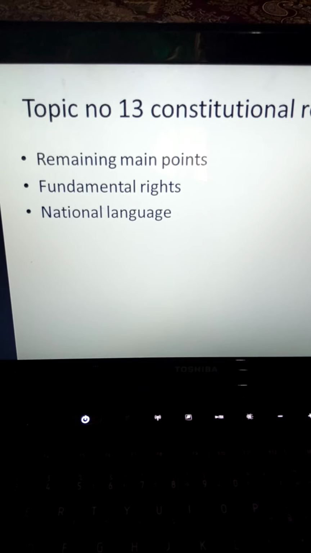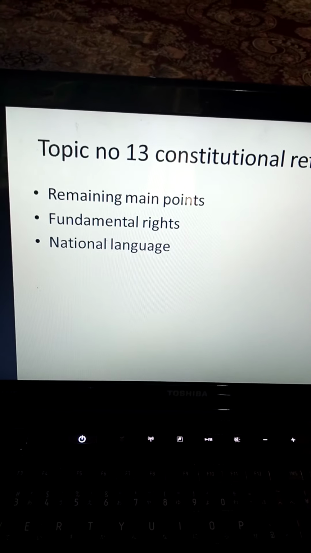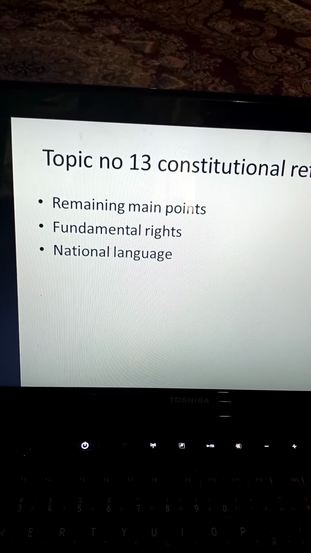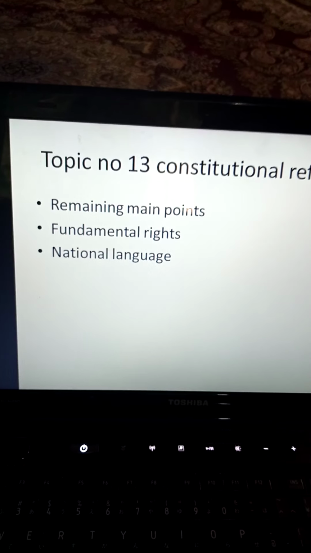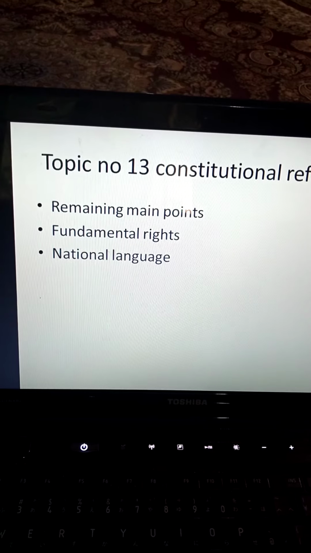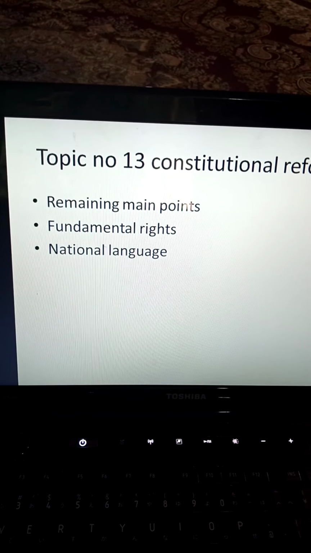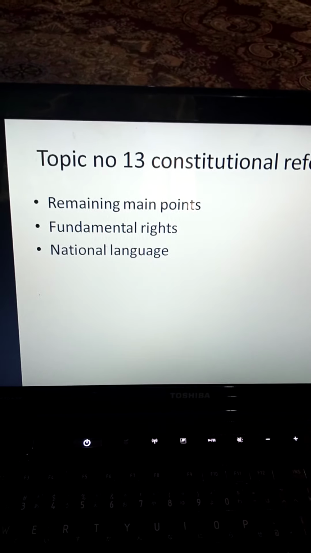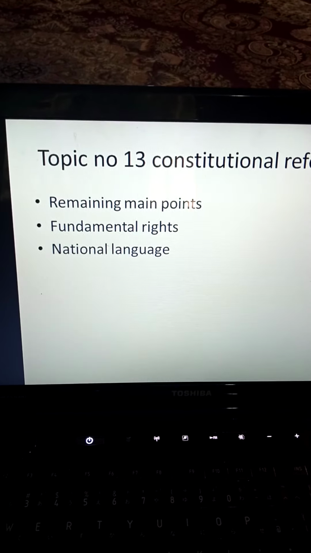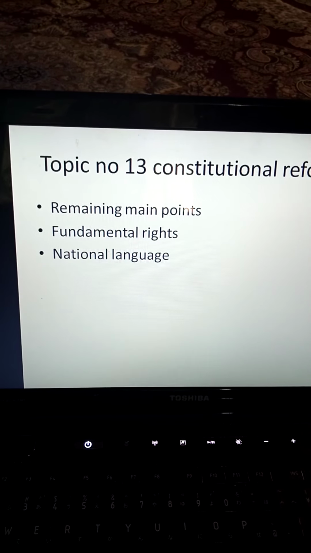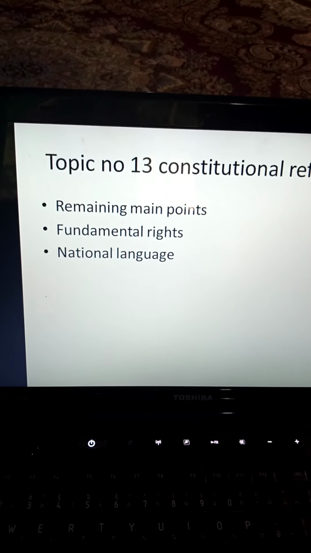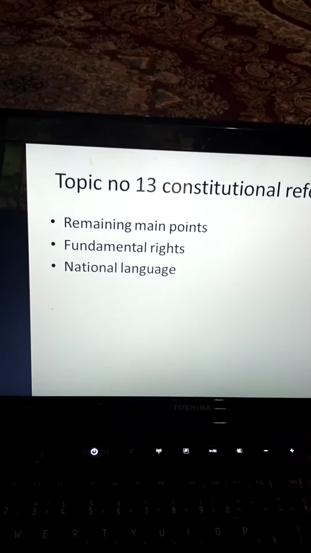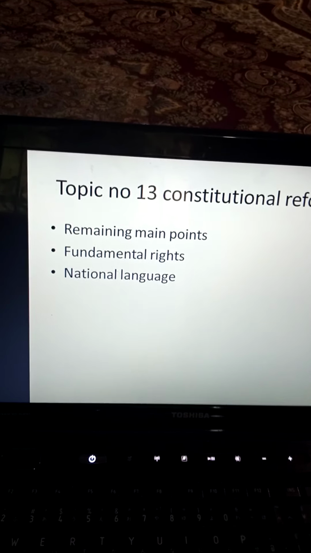The next point is the national language. So Urdu was declared as the Pakistani national language, and it is provided that necessary steps shall be taken to make Urdu the official language of the country within the next 15 years. Under the constitution, it was decided that for the next 15 years, Urdu will be the national language in the country, and till then, English shall continue as the official language. Before that, English will continue as the official language.